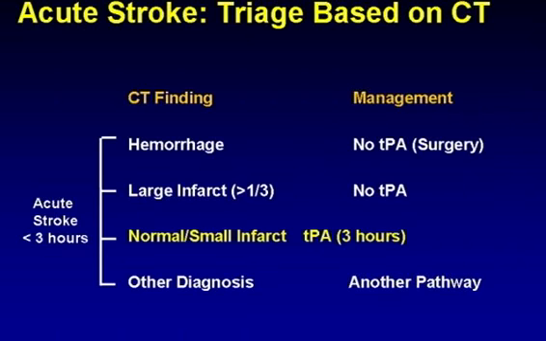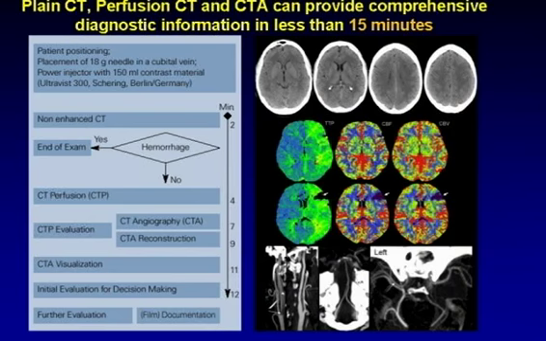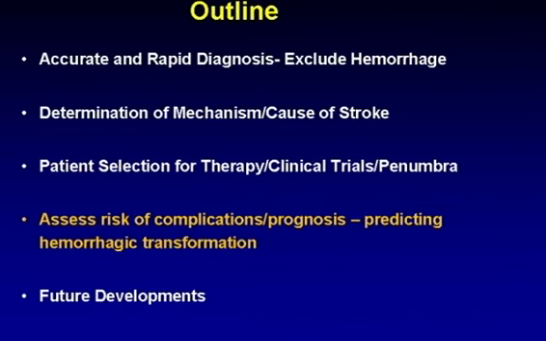Okay, so again, the triage you know about, non-contrast CT, this can all be done in less than 15 minutes. So this is a little old, so it shows 150 cc's of contrast. You can do it with 50 to 80 cc's now. Non-contrast CT, hemorrhage, end of exam, no hemorrhage, do CT perfusion and a CTA. Look at the CT and CT perfusion. All can be done fairly rapidly in less than 15 minutes.